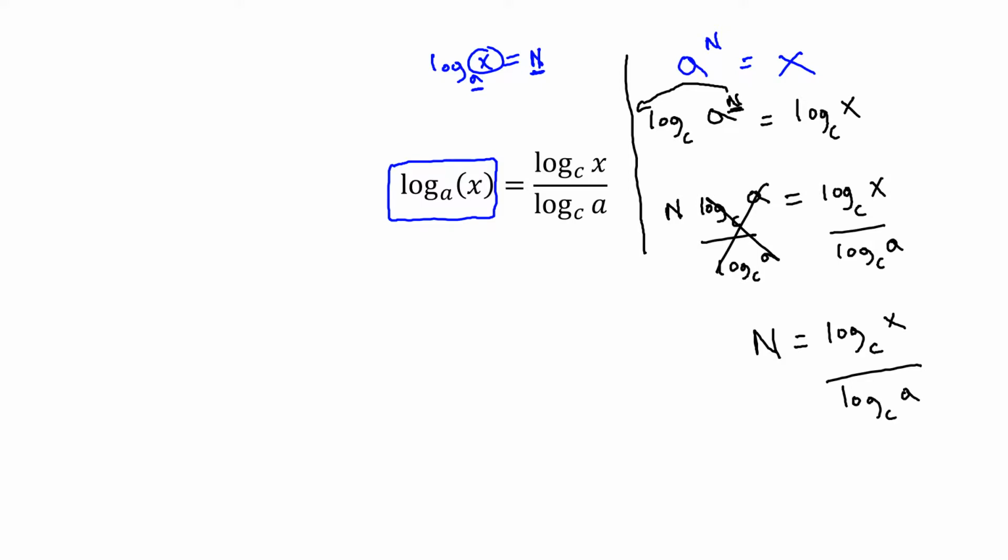But remember what n was equal to. n was equal to this. So what we're saying then is that log base a of x is the same as log base c of x over log base c of a.